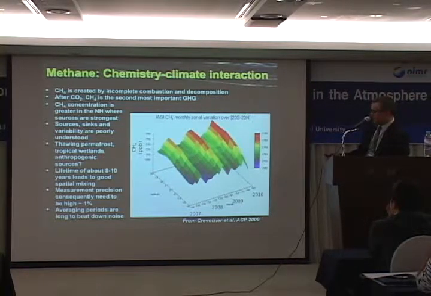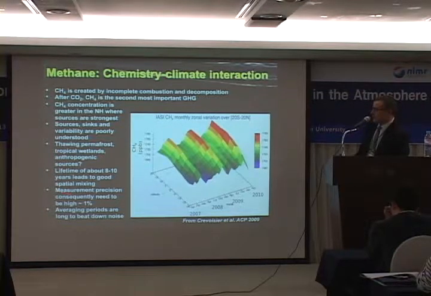It has a lifetime of about 8 to 10 years, depending, and this leads to very good mixing through the atmosphere. So if something is around for this length of time, then it means that we have quite a lot of it in the atmosphere, and then any single source that comes along afterwards forms a very small perturbation on what's already there. And that makes it very difficult to measure.